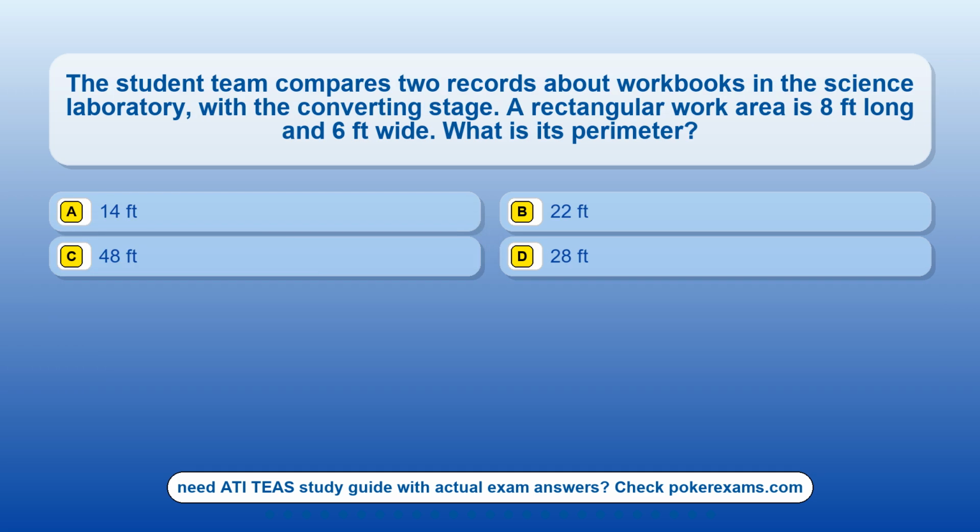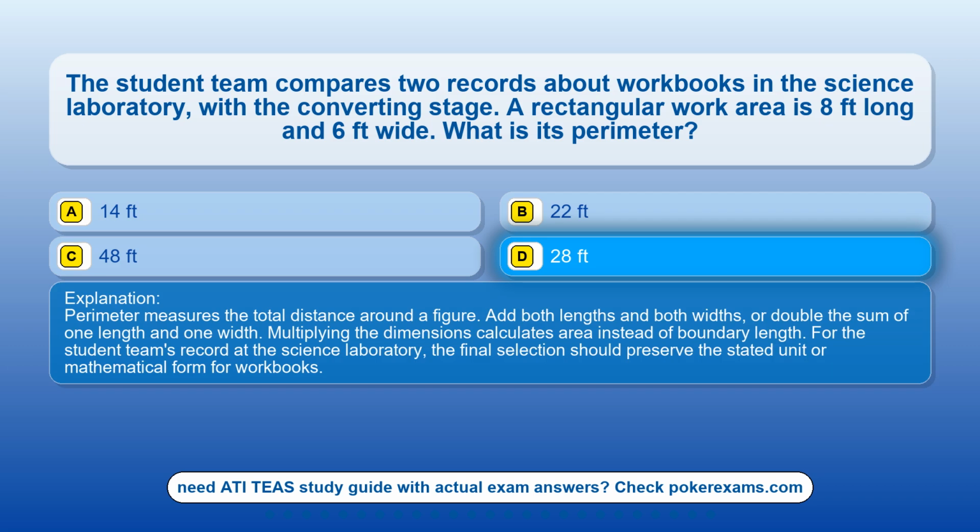The student team compares two records about workbooks in the science laboratory, with the converting stage. A rectangular work area is 8 feet long and 6 feet wide. What is its perimeter? Option A, 14 feet. Option B, 22 feet. Option C, 48 feet. Option D, 28 feet. The correct answer is option D, 28 feet.